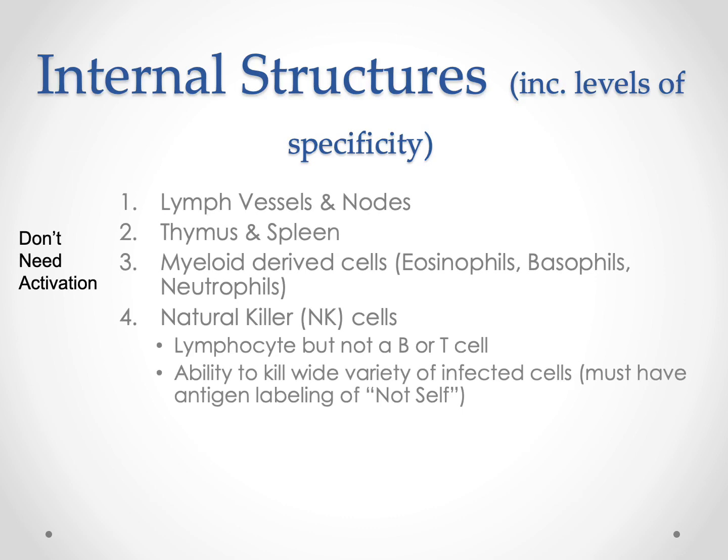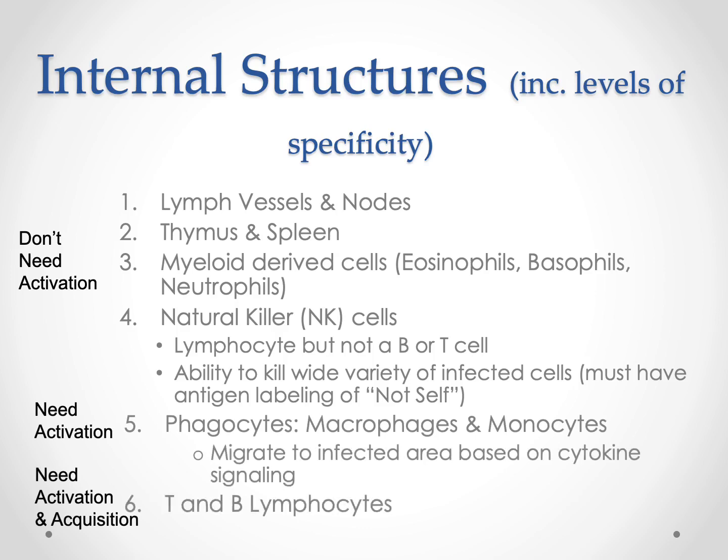When we look at these structures, we talk about things that don't need activation, which are the principal structures, such as the lymph vessels and nodes, the thymus and the spleen, as well as some of the cells that are not going to need activation. They simply need to come in contact with something that doesn't present the self antigen, such as the myeloid derived granulocytes, the eosinophils, the basophils, and the neutrophils, or the natural killer lymphocyte, which is within the lymphoid lineage of immune cells, but it doesn't go through the same type of maturation processes that we'll see take place within the T cells and the B cells.